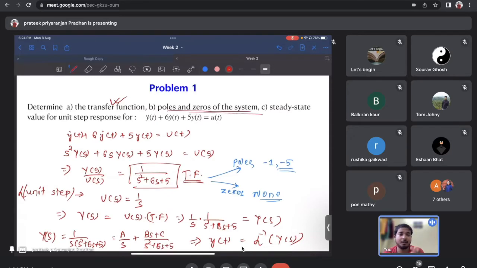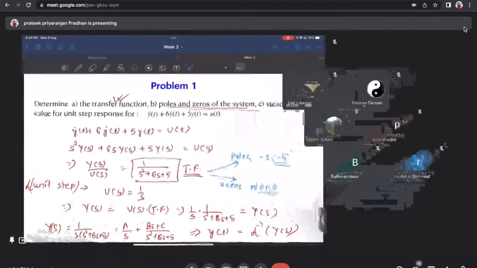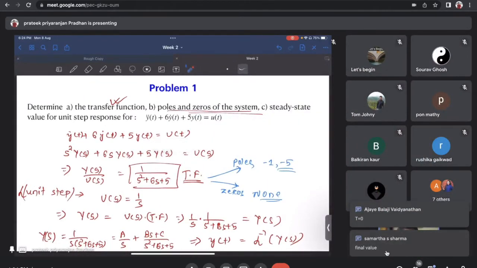But I will give you a trick which is applicable to this kind of problem statement where only the steady state value for a unit step is required. Whenever you see a steady state value, what does a steady state value mean? Can somebody type in the chat what they know about it? What do you mean by a steady state value? Can somebody just say?